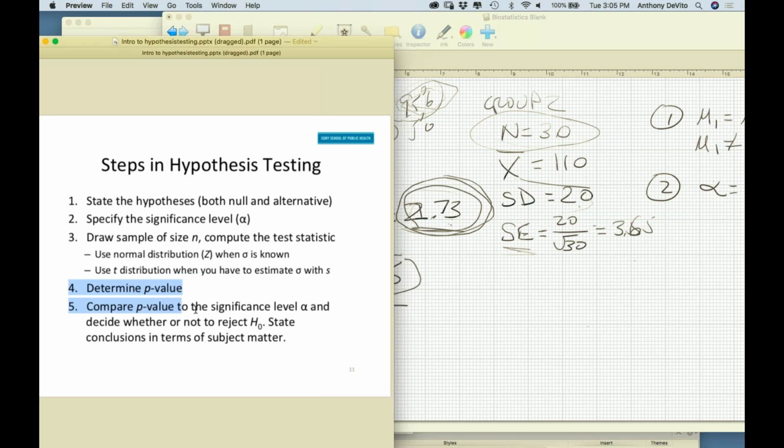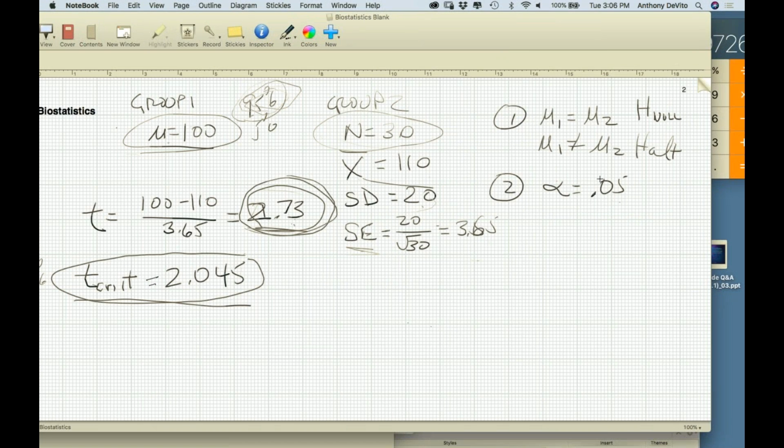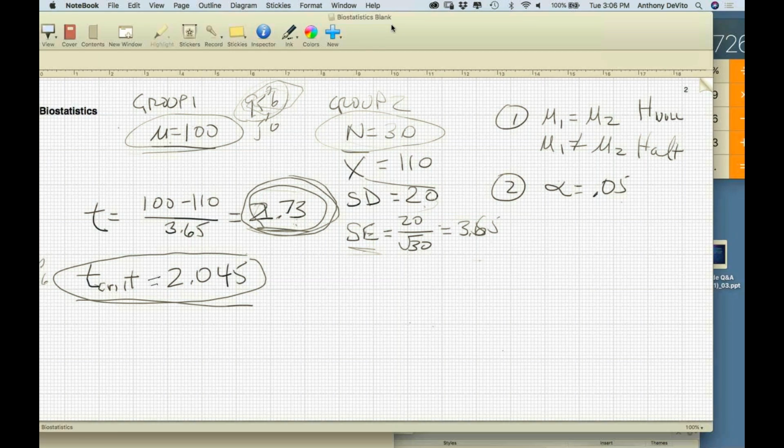Well, 4 and 5, we're going to wait a little bit on that. Instead of doing 4 and 5, we're going to say, look up the critical value of t that you need for that sample size, and if your critical value of t is exceeded by the number of standard errors apart that the two means are, you can reject your null hypothesis. So you say, I reject the null hypothesis that the two means are equal, and I accept the alternative hypothesis that they are different. In this case, we could say that they're different.